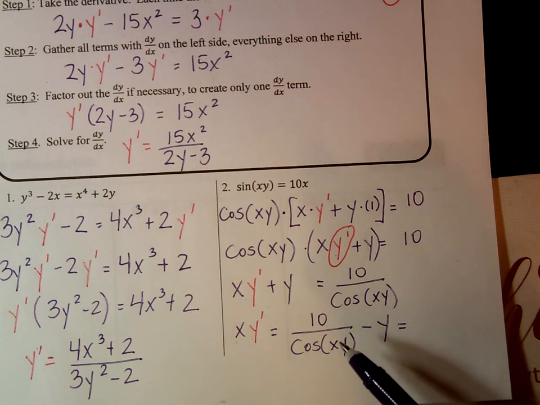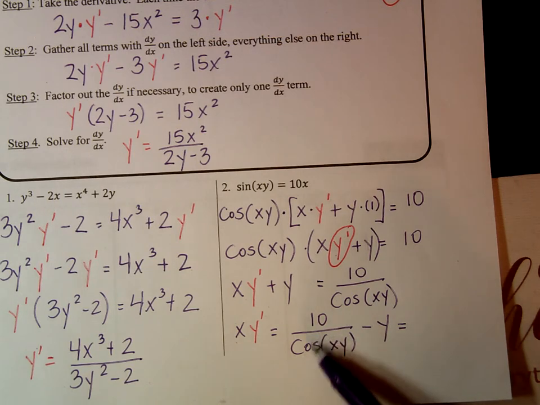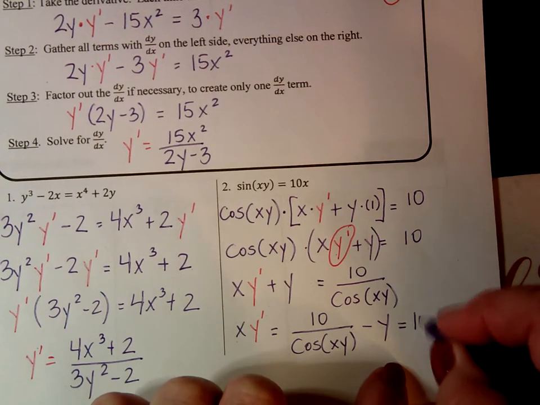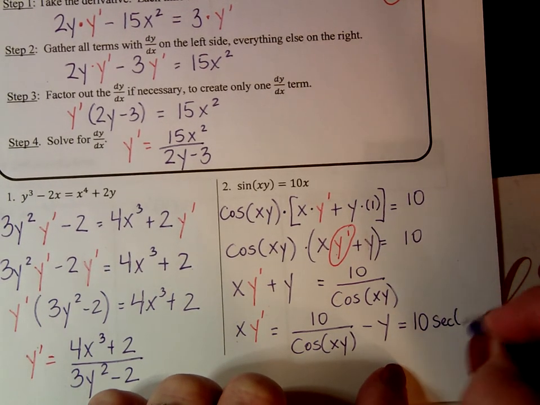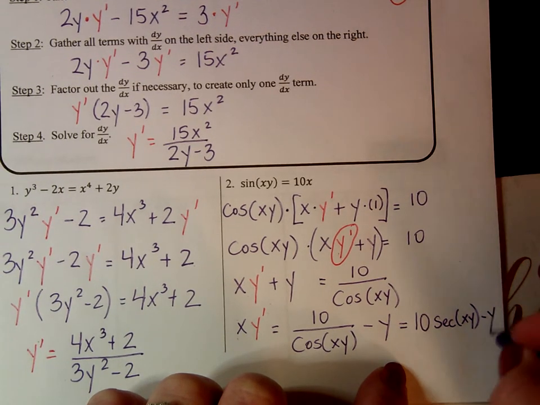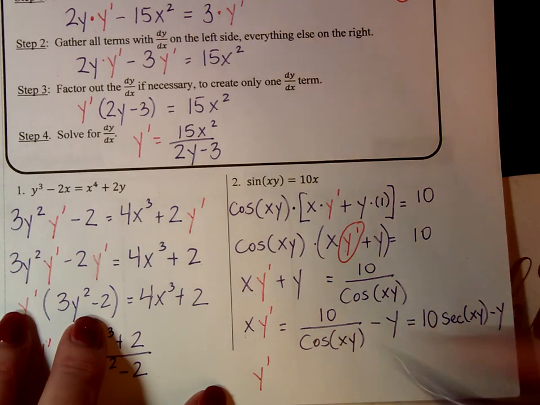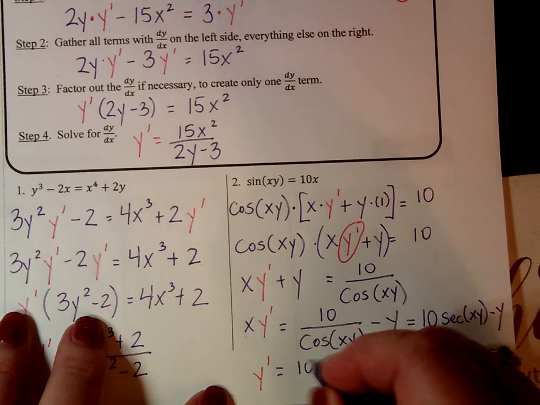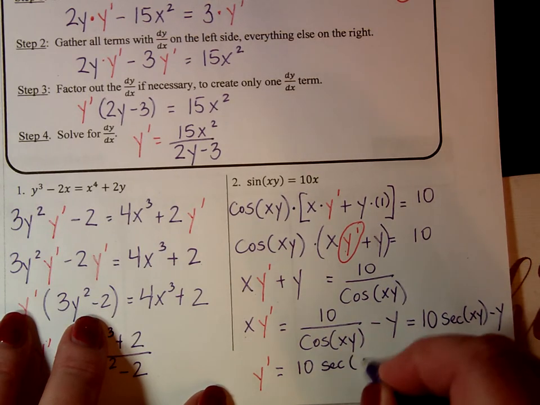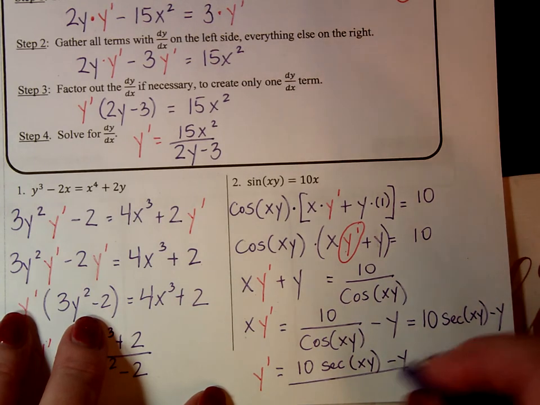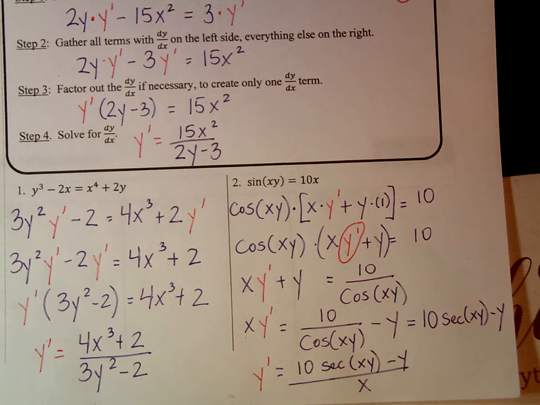Now go back to your trig identities. If I have 1 over cosine, that's the same thing as secant. So this first term could be written as 10 secant of xy and then minus y, which is going to make your life easier for your y prime. Y prime equals 10 secant of xy minus y over x. That's your final answer. And they only did that to avoid that whole complex fraction concept on that problem.